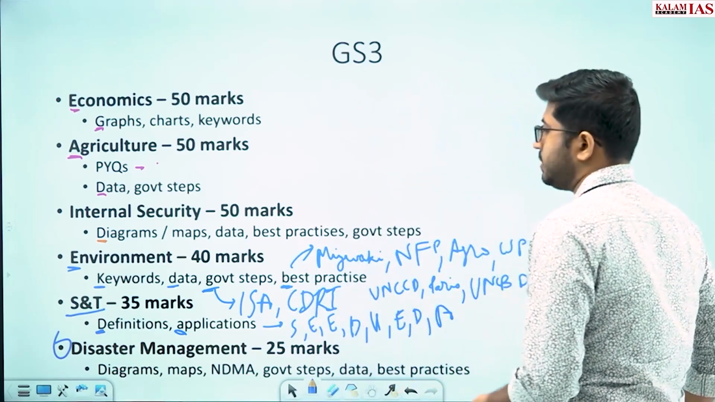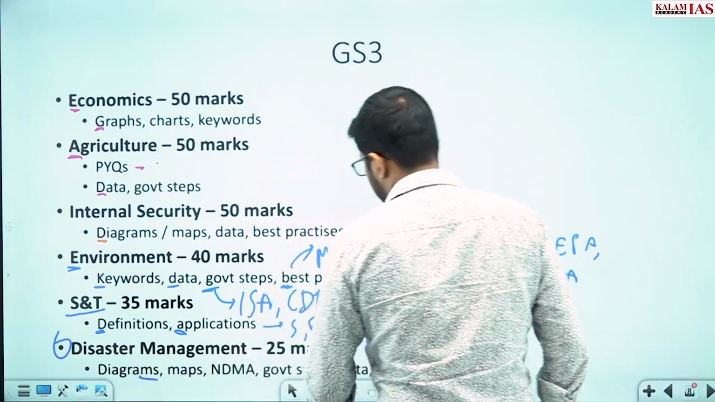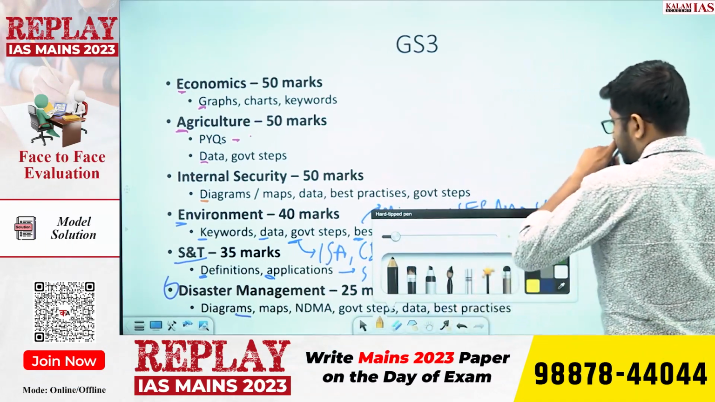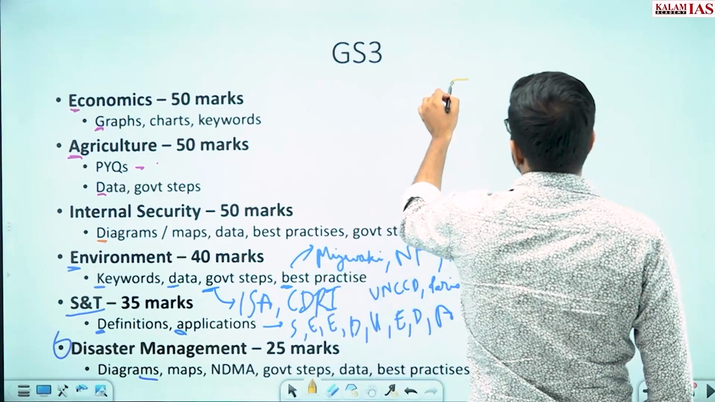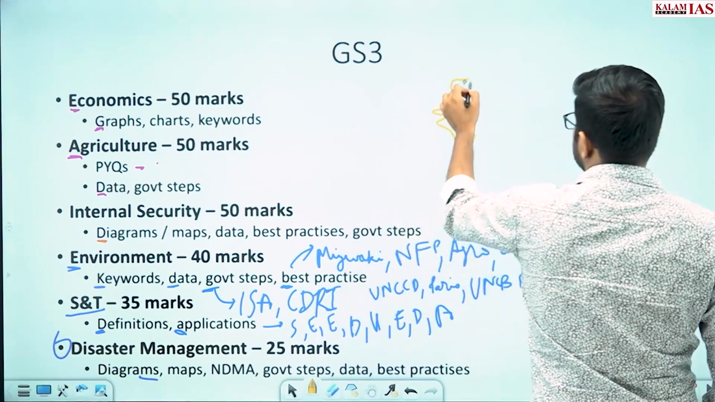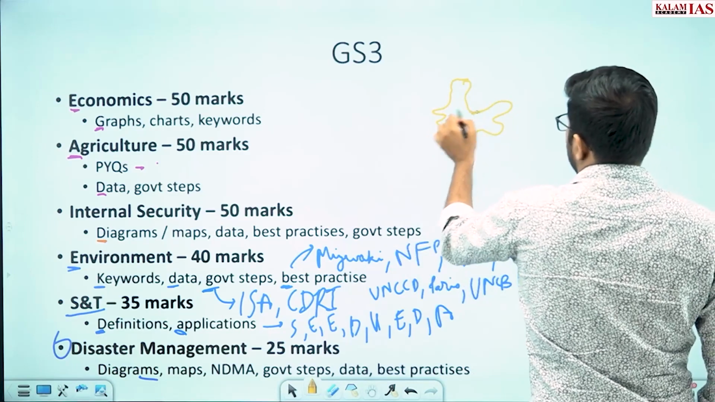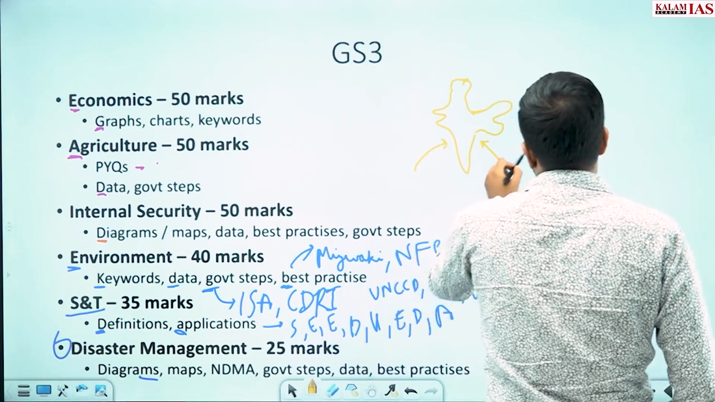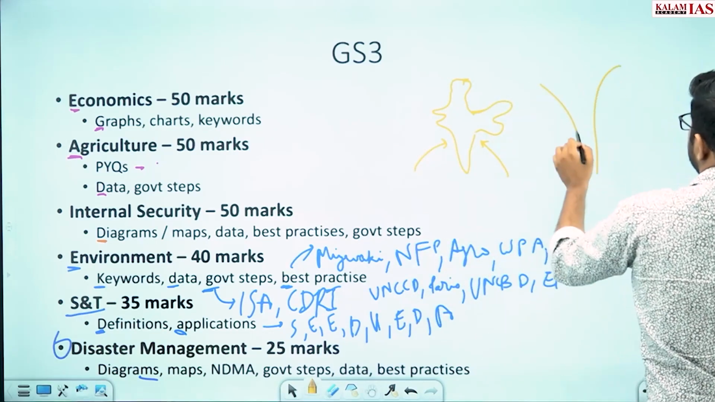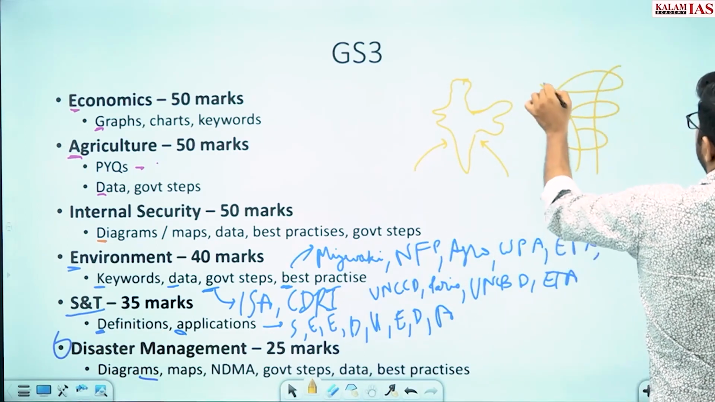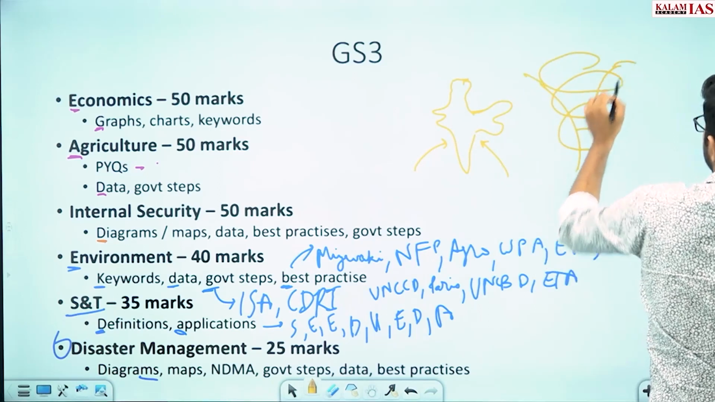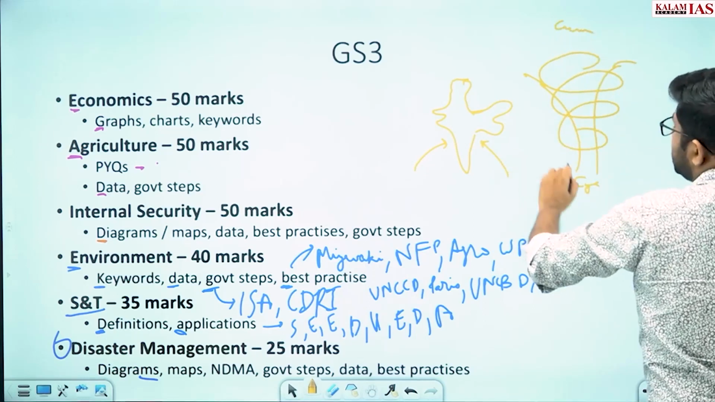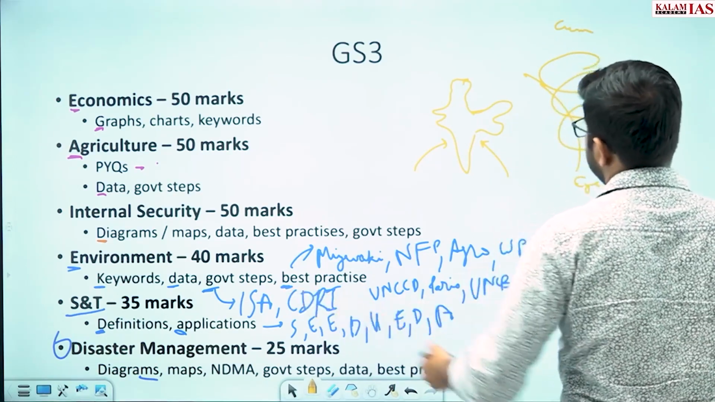So the first thing is you have to make a lot of diagrams in disaster management. Suppose a question is on cyclone, so you can maybe make a map of India and tell from here and here the names of different cyclones, or you can draw a diagram of how a cyclone is formed: anti-clockwise, clockwise, eye of the cyclone, and then you have cumulonimbus clouds. So these are the kind of diagrams you can make in the question on cyclone.